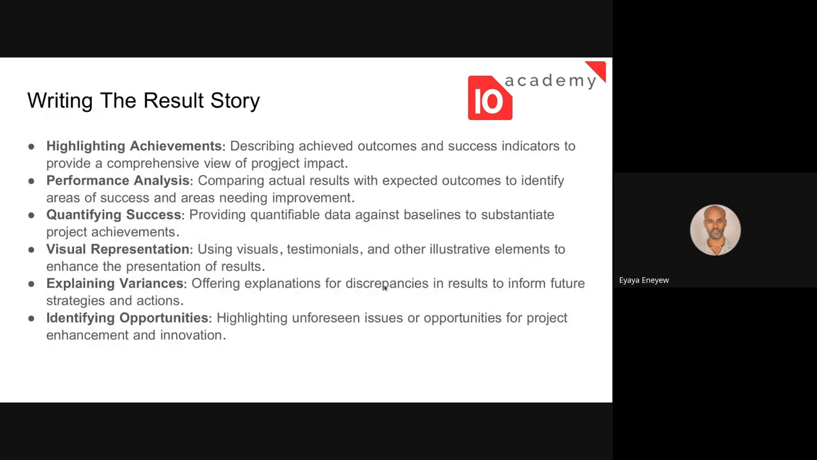So how can we write the report, right? As Radit said, it has to be a storyteller, right? To do that, we need to highlight the achievements, which means you need to describe the achieved outcomes and successes, indicators to provide a comprehensive overview of the project impact. You also need to present your performance analysis, which means the comparison between the actual result and the expected outcome. That will identify areas of success and also areas where improvement has to be done. So this performance analysis has to be reported.